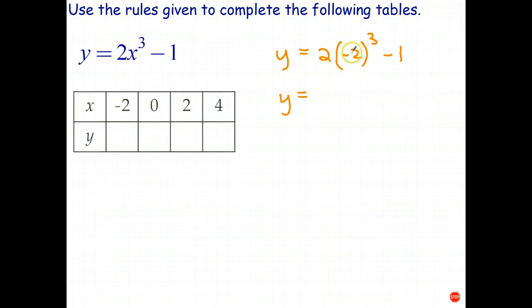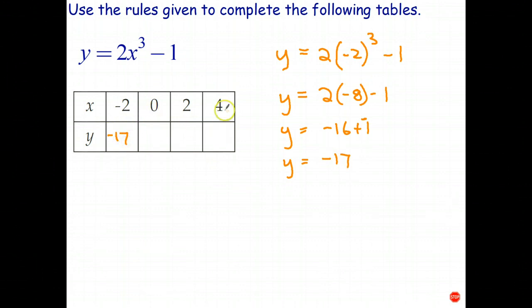Negative 2 by negative 2 by negative 2. Well, negative times a negative is a positive, so that's positive 4, and then positive 4 times negative 2 is negative 8. So that's going to be 2 times negative 8, subtract 1. 2 times negative 8 is negative 16, subtract 1. And I could change that to add negative, or I could just subtract. Negative 16 plus negative 1 is negative 17.